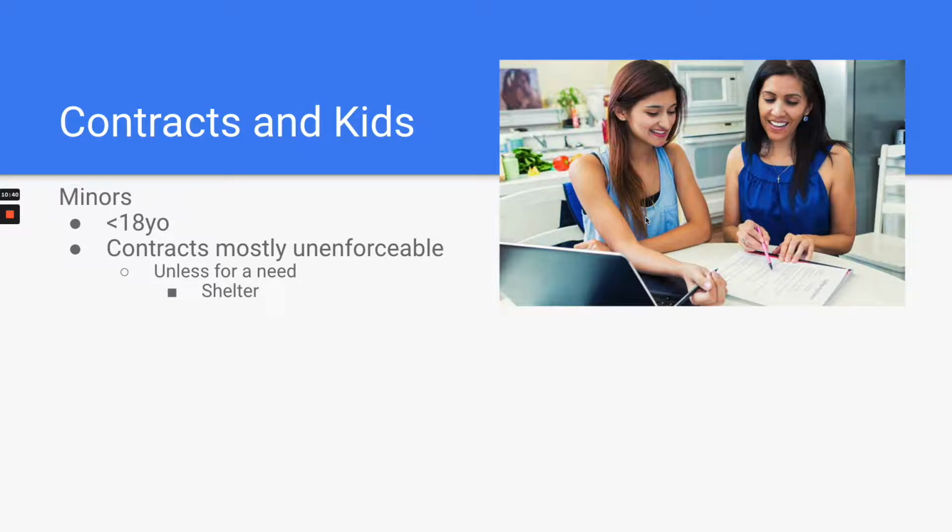Shelter would be another one of those. And again, of course, food. Right? Now, as far as shelter goes, I mean, most places, we'll get to this, are not going to, say, rent an apartment to Caden as a minor.